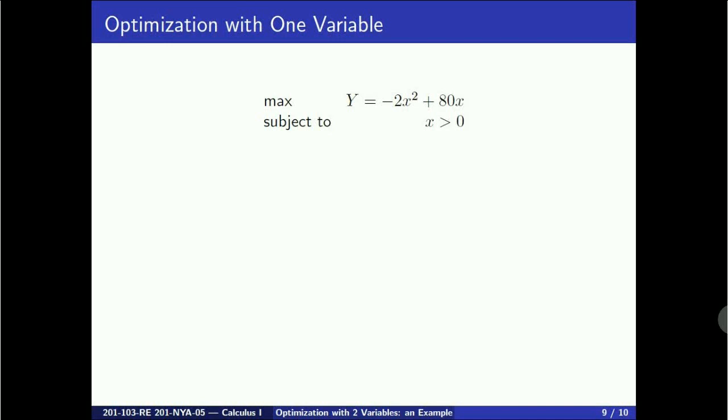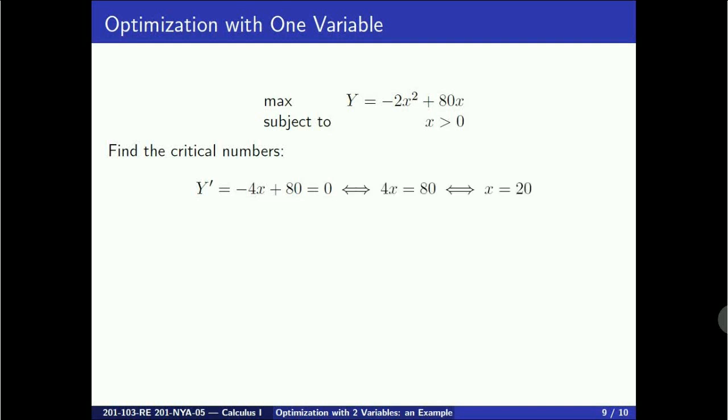Because the interval is open, the maximum will occur at a critical number. Therefore, we first compute the derivative of y. So here y prime is minus 4x plus 80. This derivative is always defined and y cannot have any corners, in which case y prime would be undefined. In this case, a critical number will be a solution to y prime equals 0. Now, minus 4x plus 80 is 0 when 4x is 80 or x is 20.